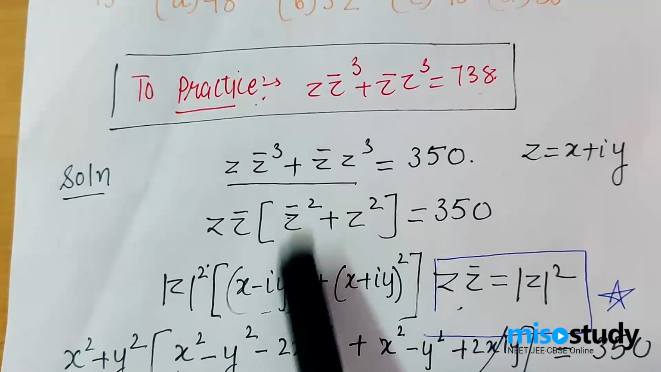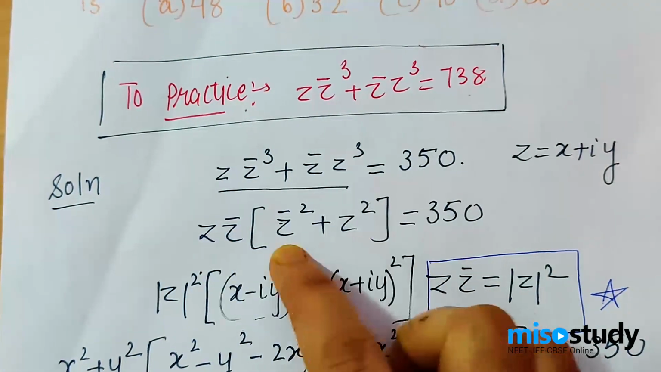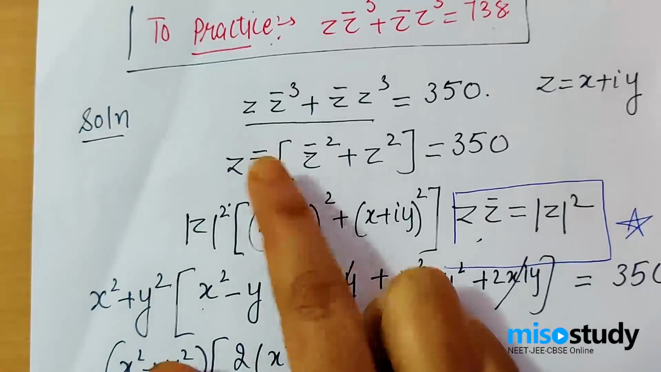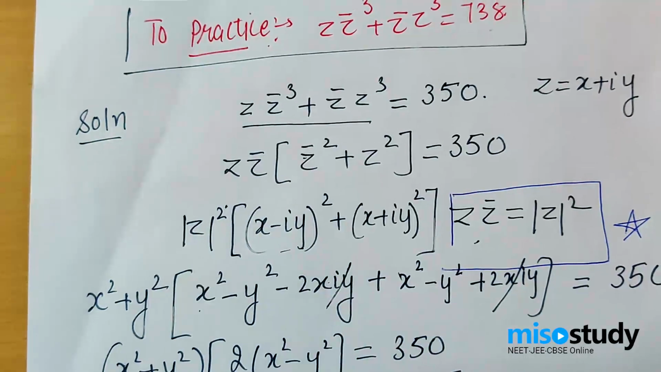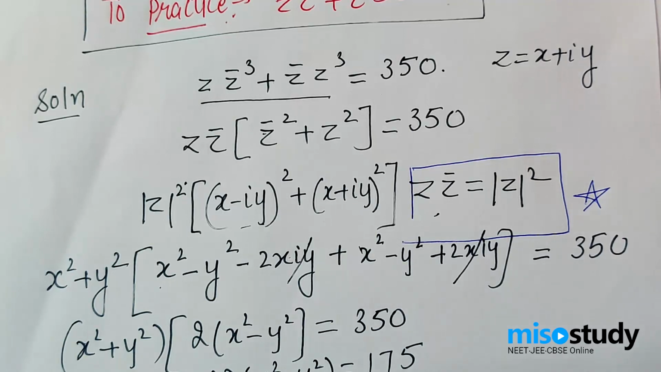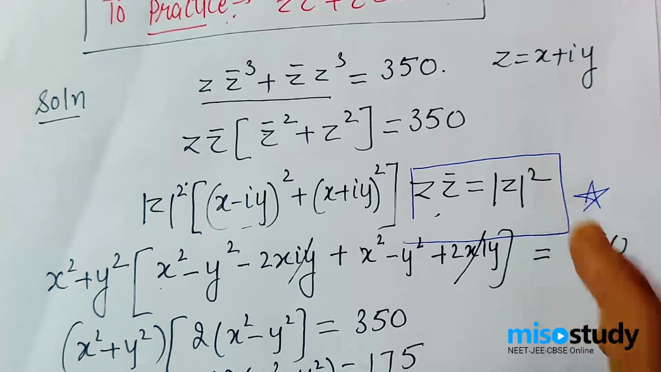Now we are given this equation. If I take z conjugate out, I will be left with this thing. Now I know this property that z conjugate is mod z square. Trust me dear students, this is an amazing property used in 75% of the complex numbers questions. So you must mug it up. Z conjugate is mod z square.